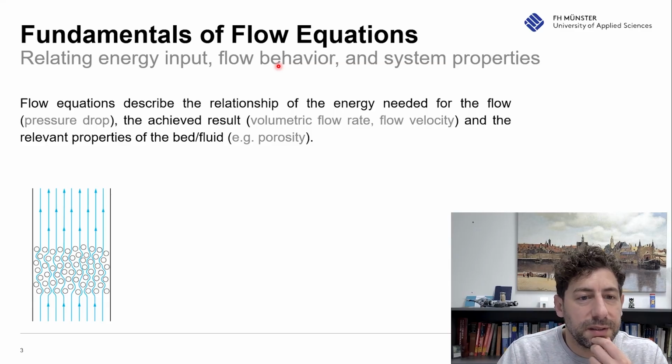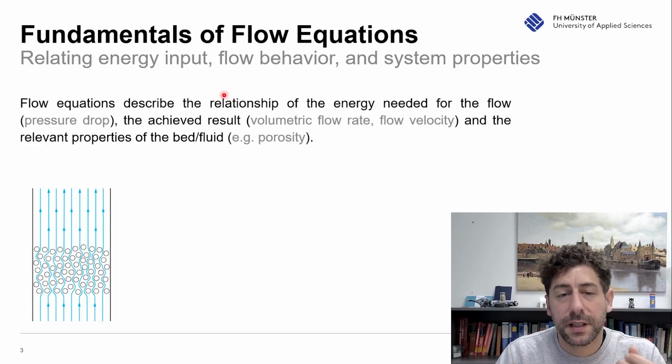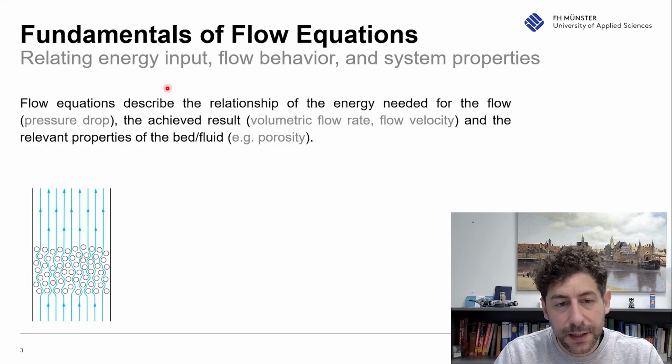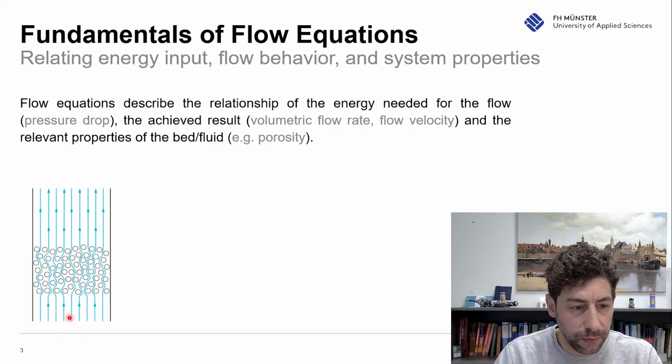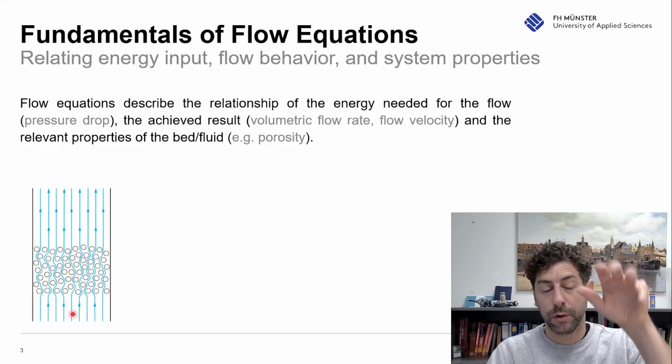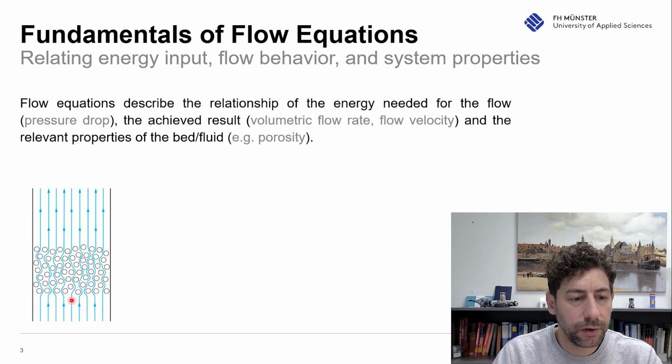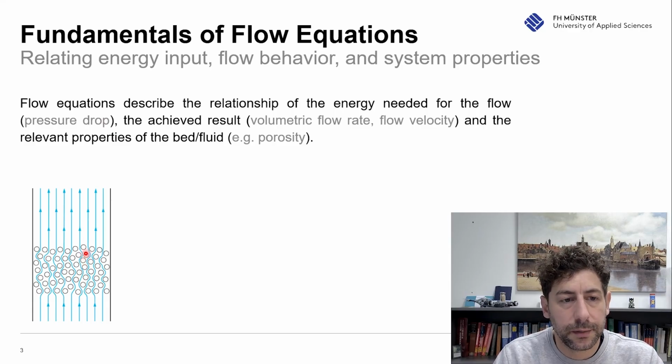And what this means is that flow equations are mathematical equations, and these equations describe the relationship of the energy needed for the flow. So the flow has to go through this bed, right? And it needs energy, especially when it goes upwards. Downwards there's gravity, but upwards you need to pump energy, and this energy is also related to the pressure drop of the bed. So there's a pressure drop along this bed. We will talk about this in a minute.